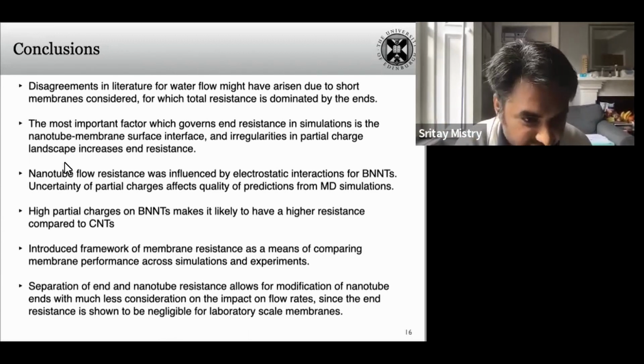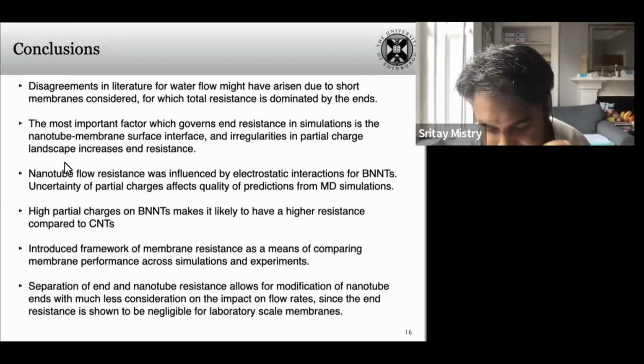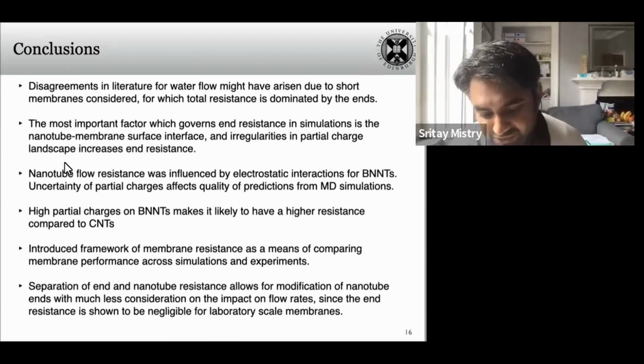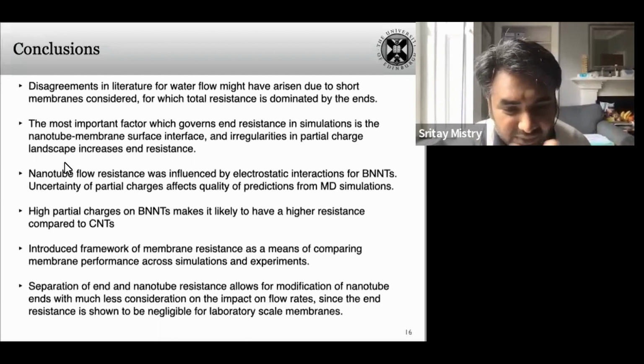And finally, the separation of the end and the nanotube flow resistance, that is K1 and K2, says that even if we heavily modify the ends of the nanotube for a practical membrane, it won't make much of a difference on the flow rate, because flow rate in a laboratory scale membrane would be dominated by the nanotubes, not what's happening at the ends of the nanotube.